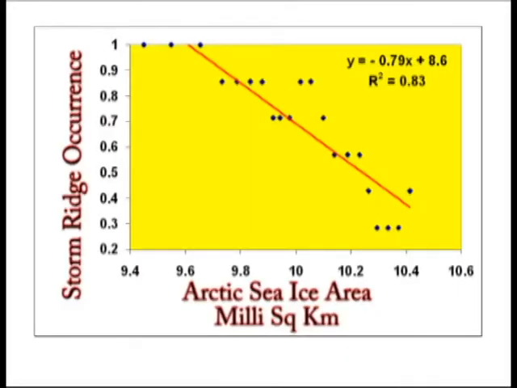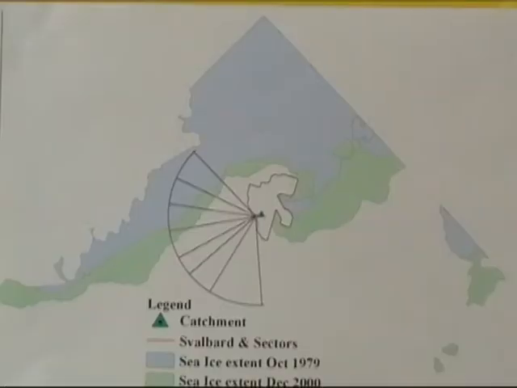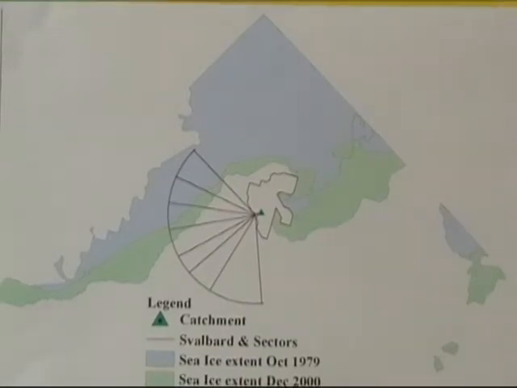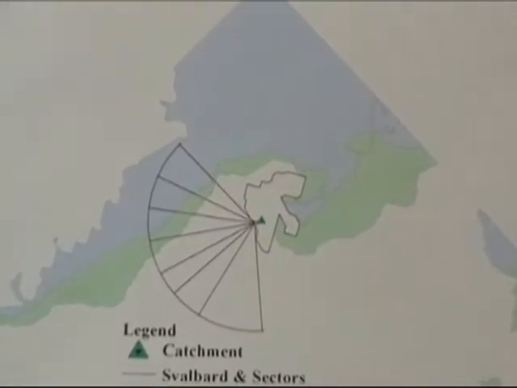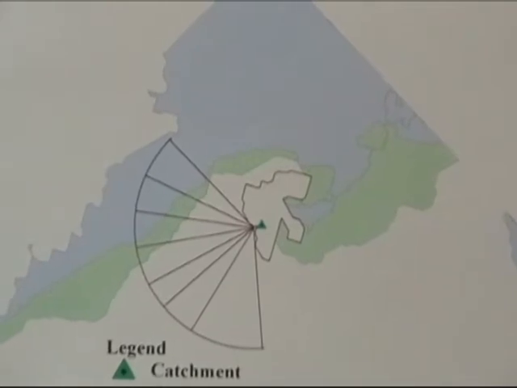Numeric analysis proved the reduction of Arctic sea ice area increases the storm ridge occurrence. When the sea ice area reduces to 9.7 million square kilometers or less, the ridge will be formed certainly. The National Snow and Ice Data Center also provides the monthly shapefiles of Arctic sea ice extent. The distance of the Arctic sea ice border from the catchment was measured through these shapefiles.